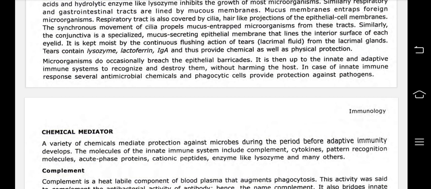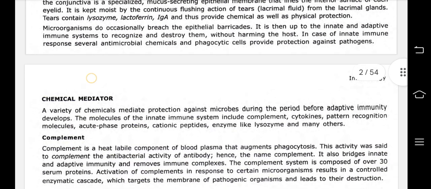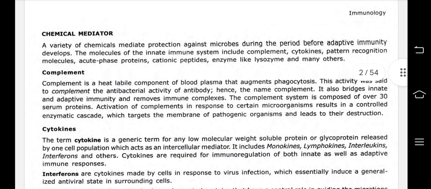In the innate immune response, several antimicrobial chemicals and phagocytic cells provide protection against pathogens. Then chemical mediators. A variety of chemicals mediate protection against microbes during the period before adaptive immunity develops. The molecules of the innate immune system include complement, cytokines, pattern recognition molecules, acute phase proteins, cationic peptides, enzymes like lysozyme, and many others. What is complement?